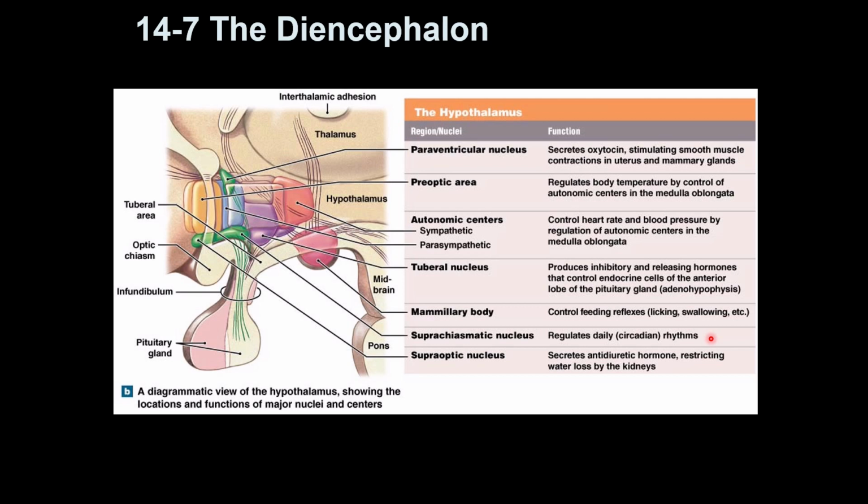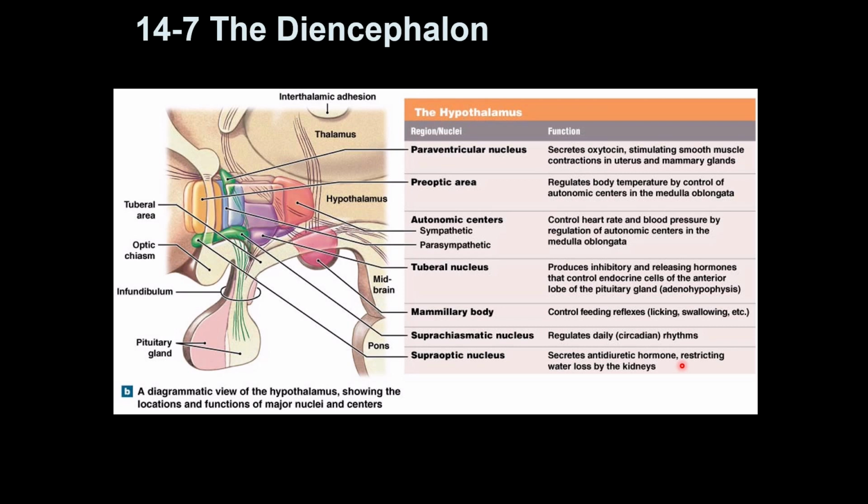And the supraoptic, this is for the ADH, antidiuretic hormone. This is the one that, if the body is dehydrated, does not have enough water, so hypovolemia, hypotension, then it is secreted, and that absorbs water from the kidneys. It reabsorbs water from the kidneys.